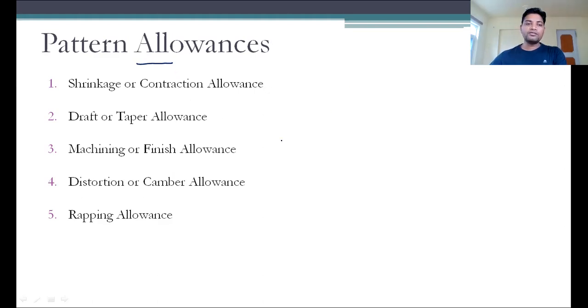So there are five types of allowances. First is the shrinkage allowance, second is the draft allowance, third is the machining allowance, fourth is the distortion or camber allowance, and fifth is the warping allowance.